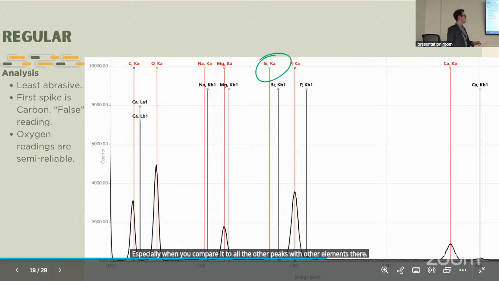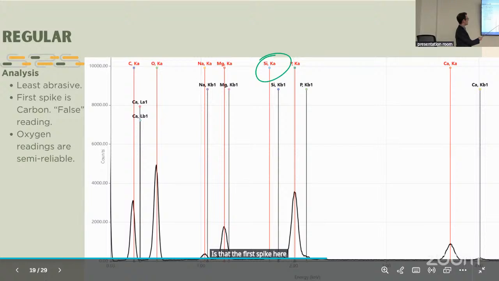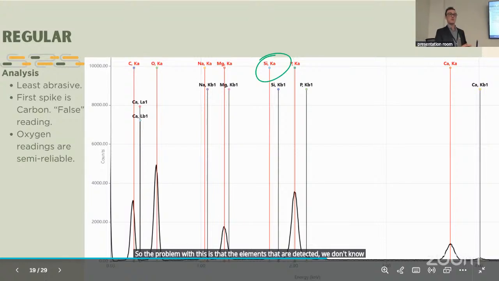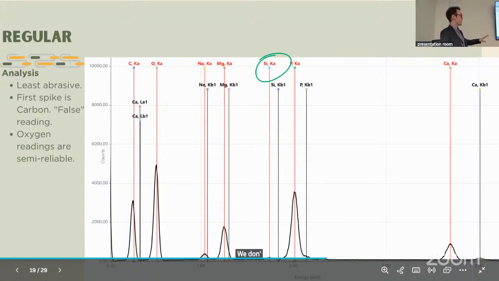A couple of housekeeping details with this file and the other files that you will see: the first spike here is always going to be carbon, and there is one of these for all the files that we will see. Now, we mentioned that the samples were placed on carbon tape when they went through the SEM. The problem with this is that, specifically with carbon, we cannot tell if it is coming exclusively from the sample or from backscatter from the carbon tape or any other source present. So though we know there is carbon, we don't know what proportion of that is from the sample itself.